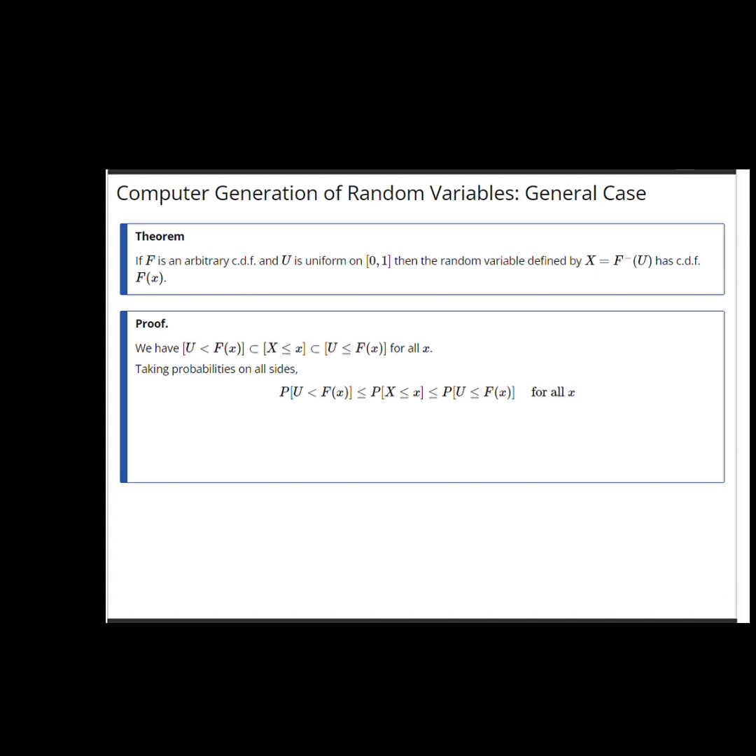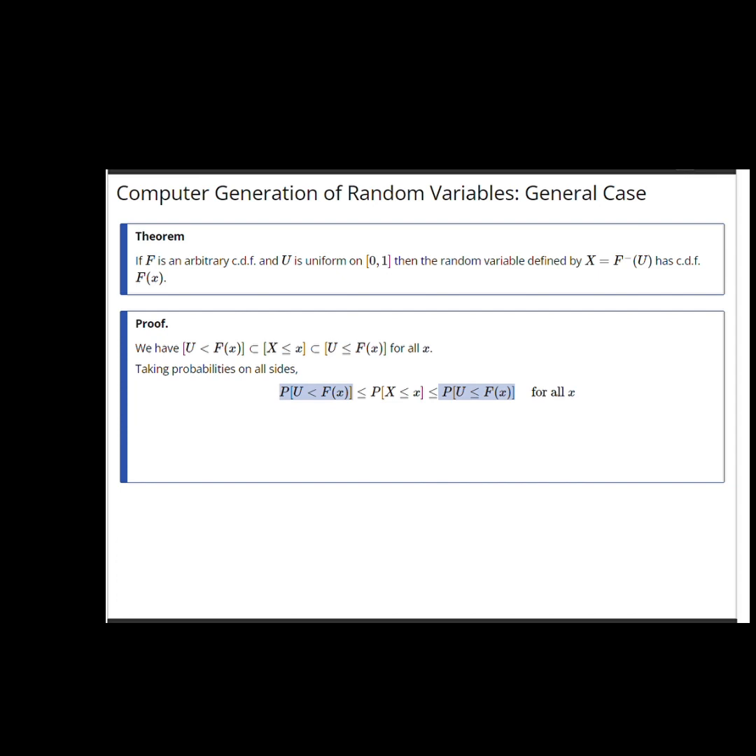Now if we take probabilities on all three sides, we end up with an inequality that says the probability that U is less than F(x) is less than or equal to the probability X is less than or equal to x, and that in turn is less than or equal to the probability U is less than or equal to F(x). What's the difference between the left side and the right side of this inequality?